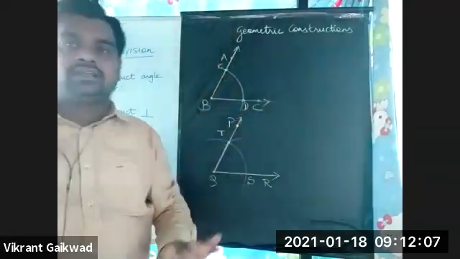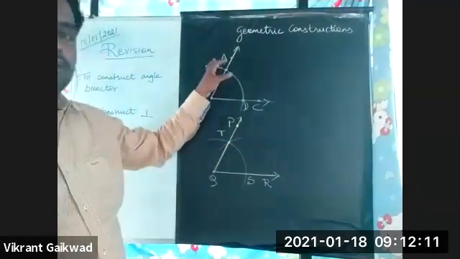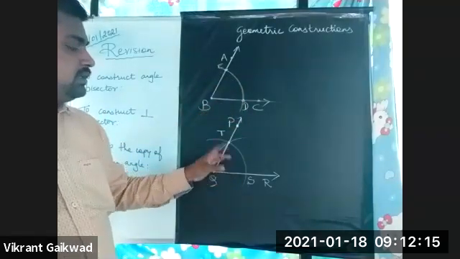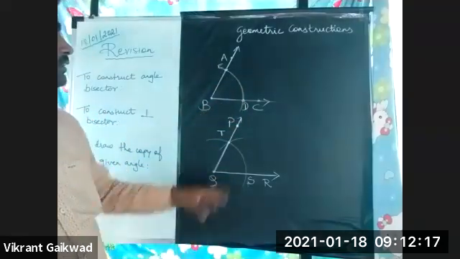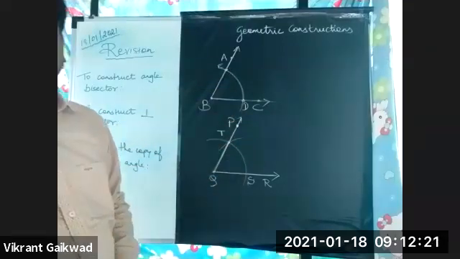ABC was the given angle to us. Taking B as a vertex, I cut an arc. Then taking Q as a vertex, I cut another arc. Then I took the distance DE on the rounder and from S, cut that arc.